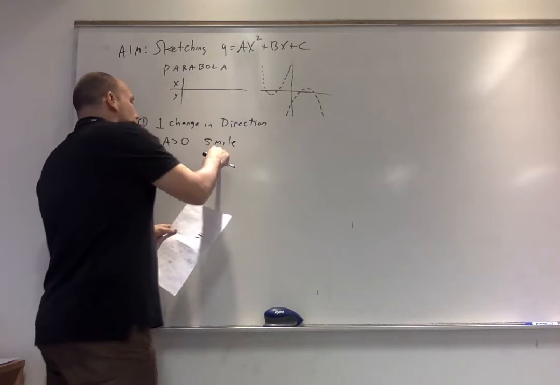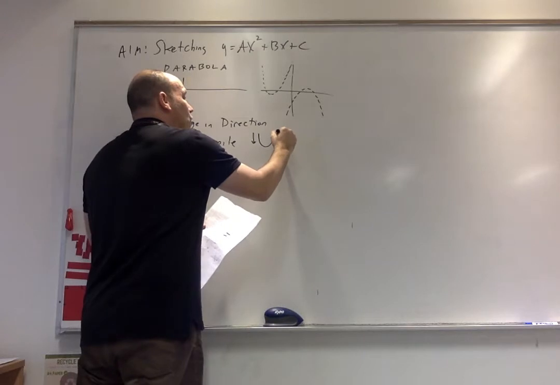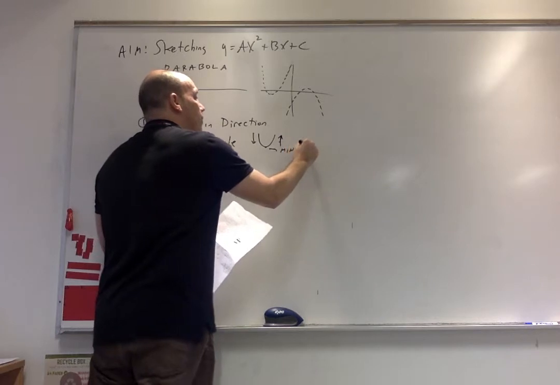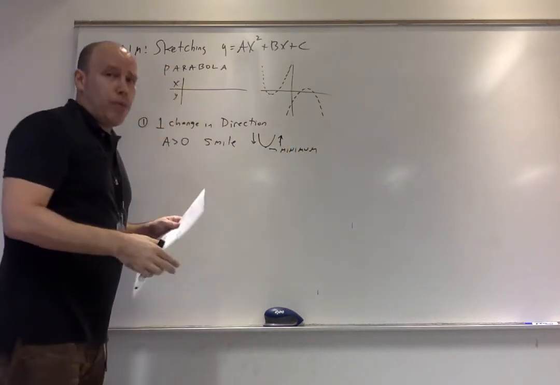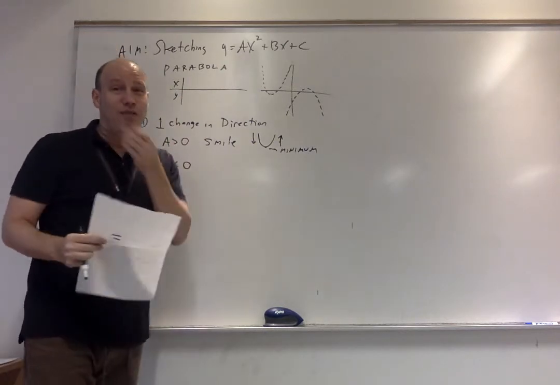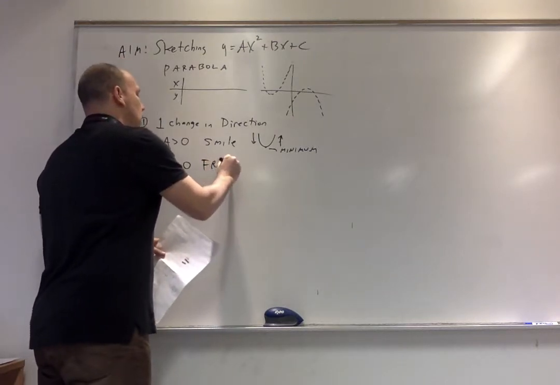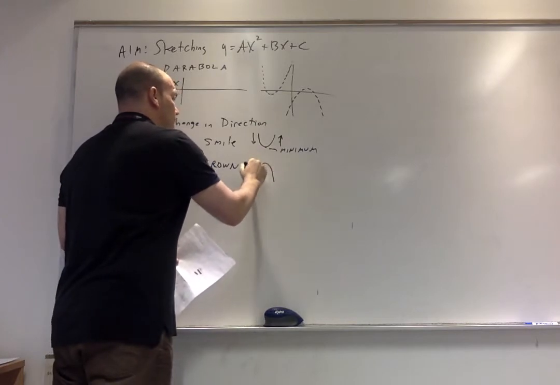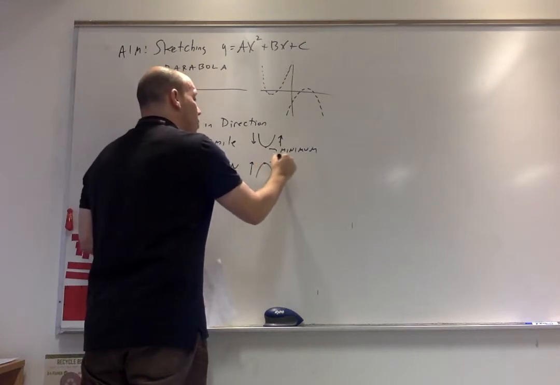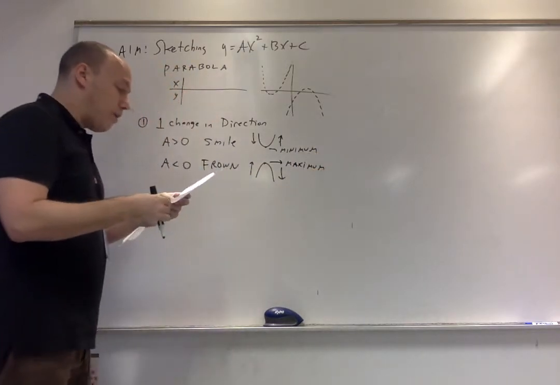So it's a smile, and we saw that it decreased and then it increased, which means there's a minimum point. The other type of parabola was when a was less than 0. I call that a frown, like a sad face. And it kind of looks like this, right? So the parabola increases, and then it decreases, which means there is a maximum value here.